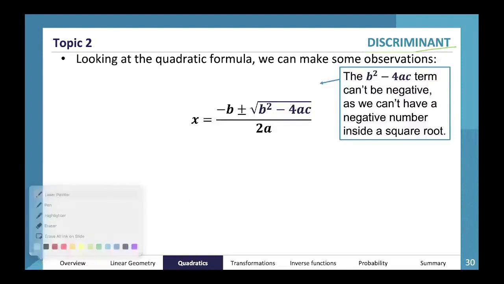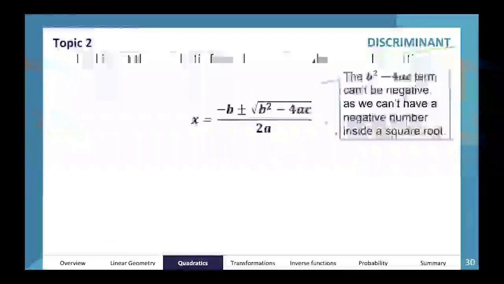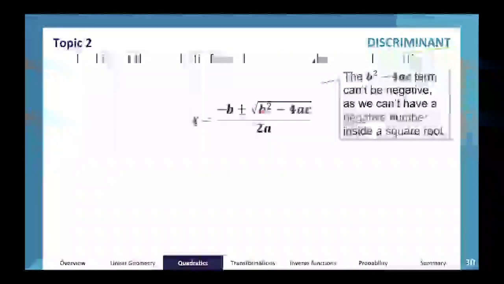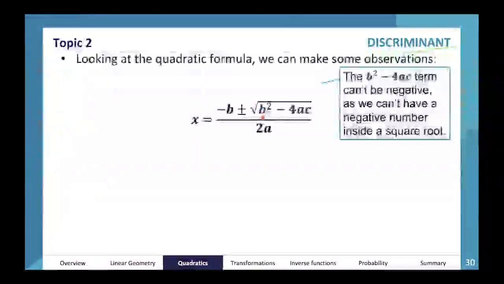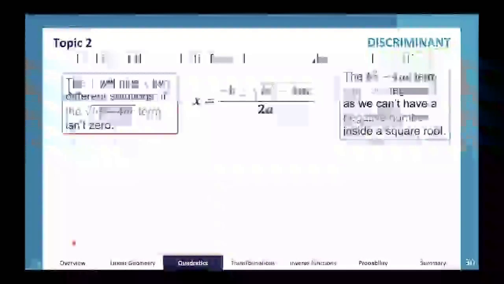That's a complex number, but that's not going to be covered in methods. In methods, we only talk about real numbers, and real numbers are what you get when you take the square root of a positive number. So b squared minus 4ac needs to be greater than 0.